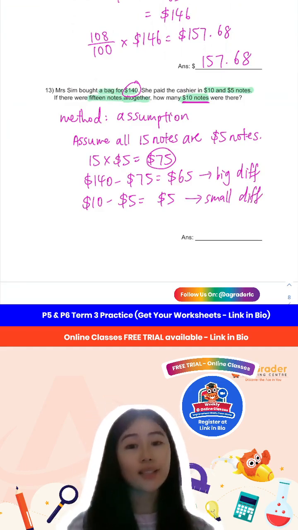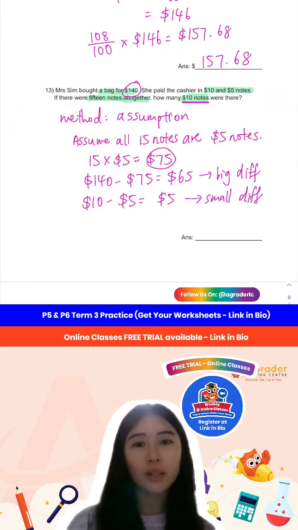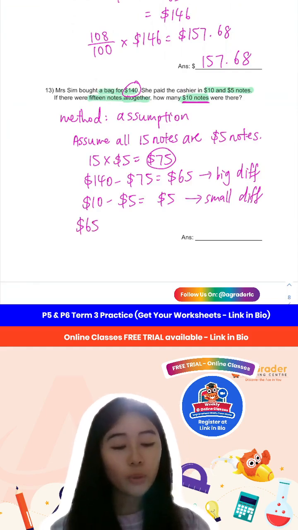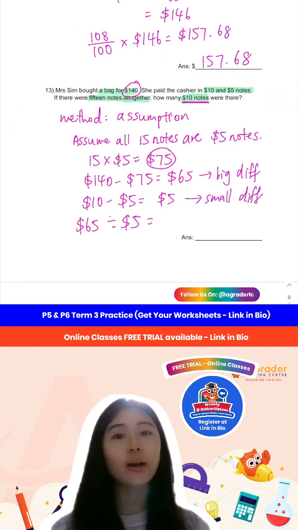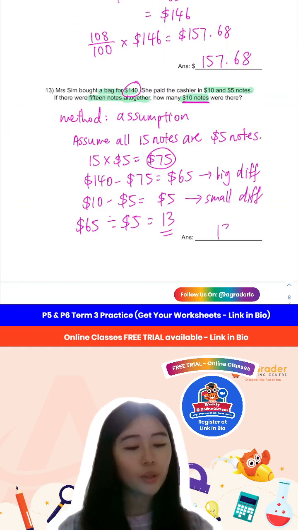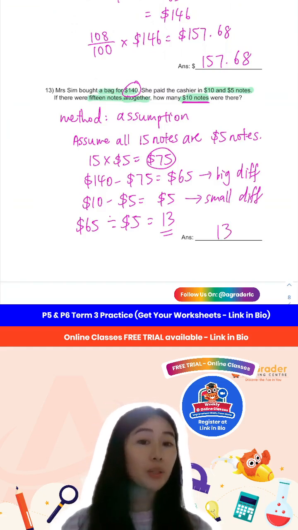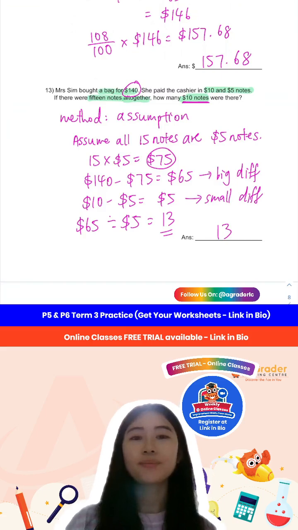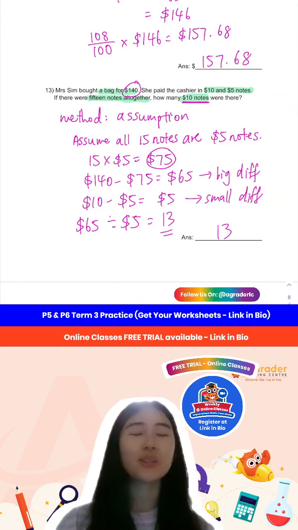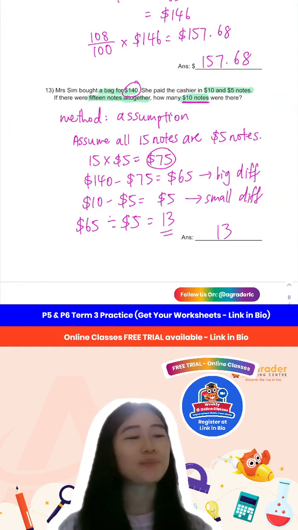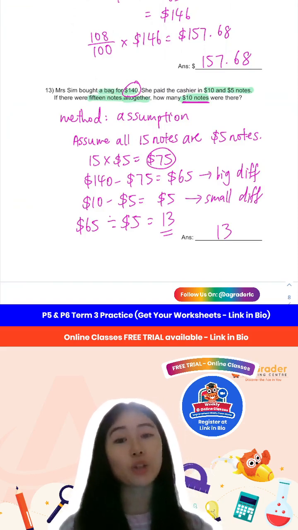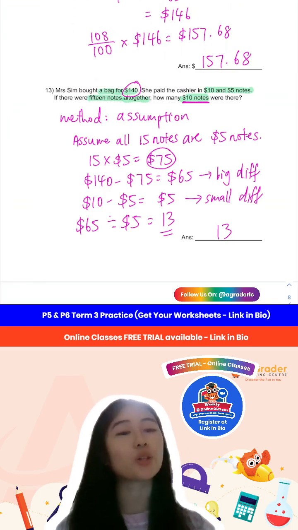And your very last step is to just divide them. So big divided by small difference. That will be 65 divided by 5. And then you get your final answer, 13. Okay, so 13 is the number of $10 notes. Yeah, so Pei Fong and Lawrence, you guys got it correct. Although I'm not sure whether you use assumption, but it's correct. Lawrence, you used assumption. Yes. Yeah, that would be my top pick of method for this question as well.